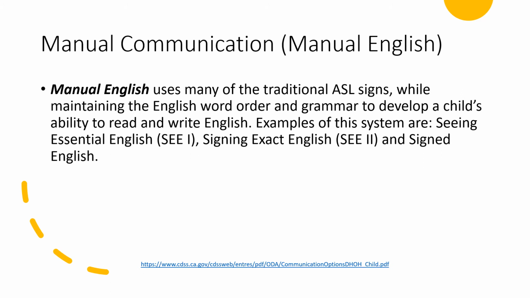Manual communication, Manual English. Manual English uses many of the same ASL signs, but it also maintains the English word order and grammar. These are supposed to help kids' ability to read and write English. There are different systems, such as Seeing Essential English, Signing Exact English, and Signed English. These are not American Sign Language. It's a totally different method.